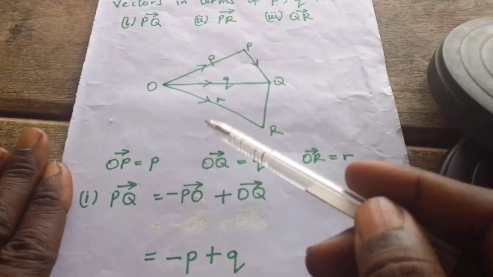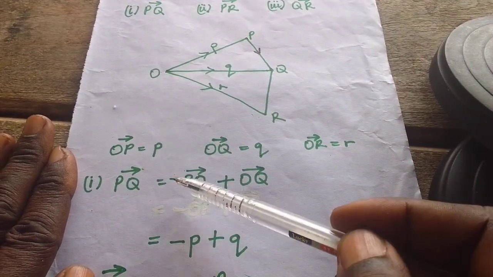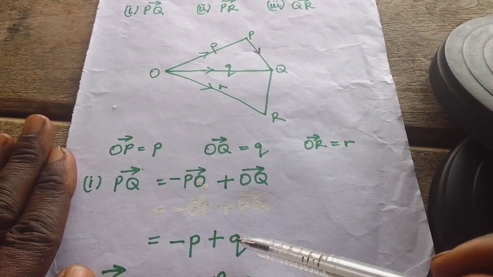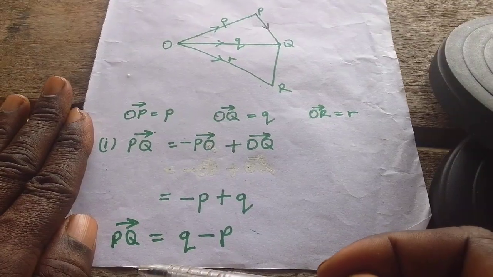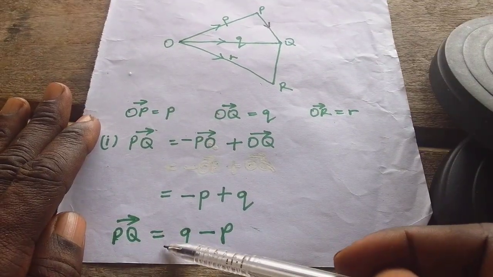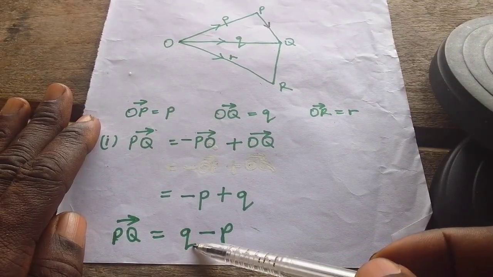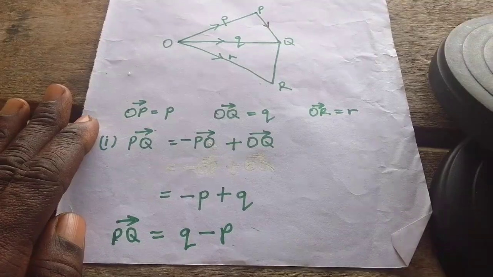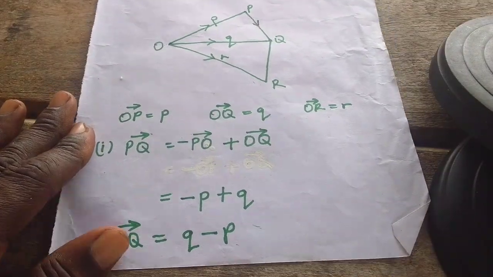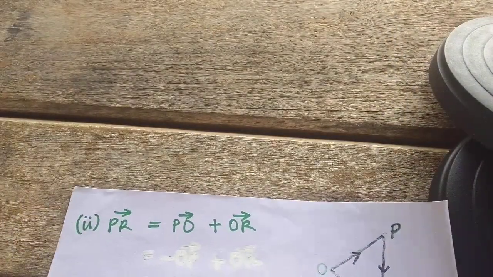So our OP is already what? Small p. So that means you are having minus p plus q. So the position vector of PQ can be written as small q minus p. Now you are also told to look for the position vector of PR.